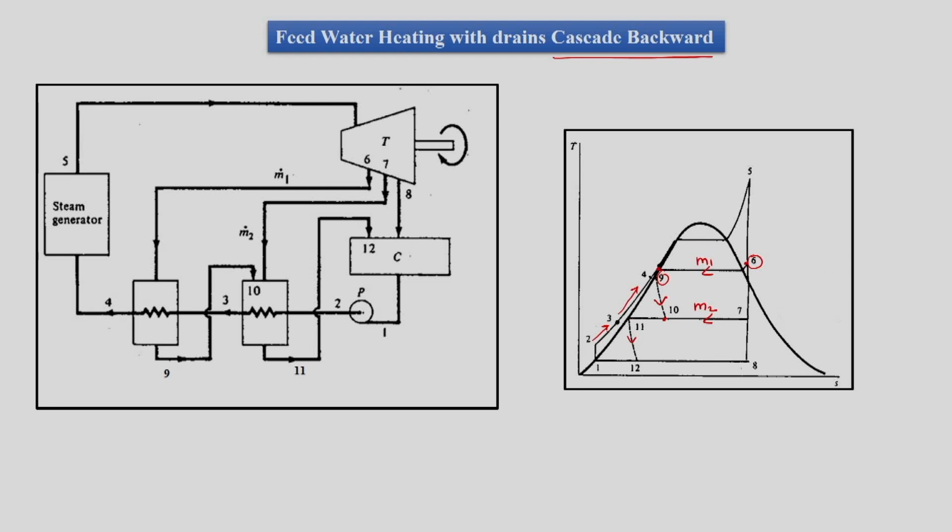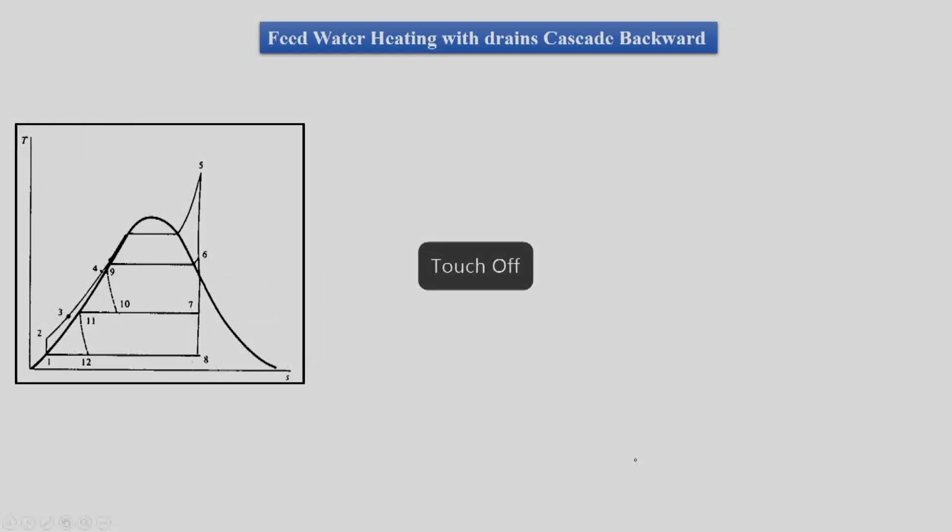It is not that difficult to calculate the properties over here, and then we can find out properties for drain cascade backward, and those properties are basically related with mass m1 and mass m2. So, here we have 1, here we have 1 minus m1, here we have 1 minus m1 minus m2.